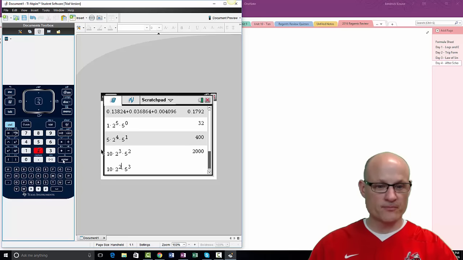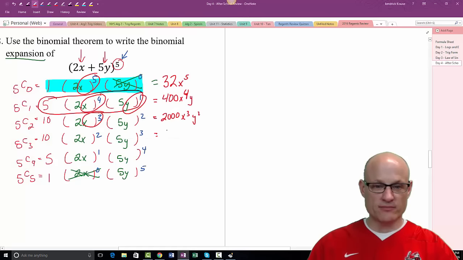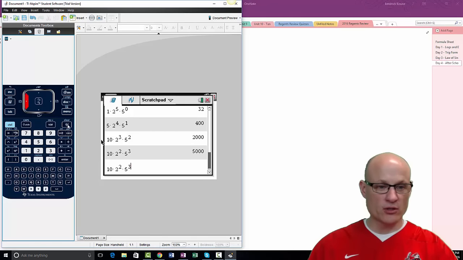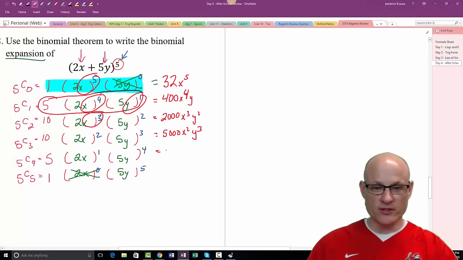Divide on 2. 5,000. X squared, y cubed. Remember, they've got to add up to 5. Now we're going to do it one more time. Oh, 2 more times. This is going to go to 4. This is going to go to 1. And this goes back to 5. 6250, x, y to the 4th.